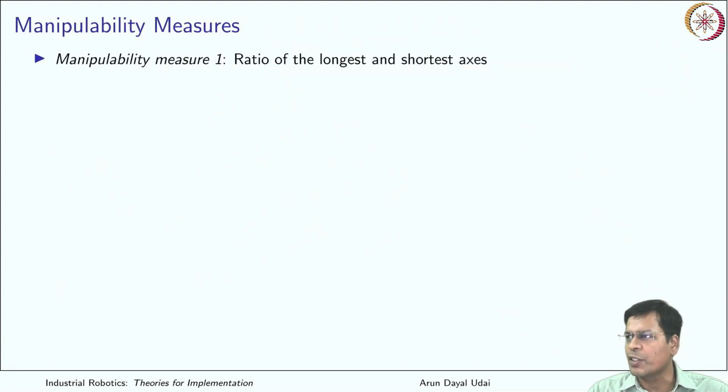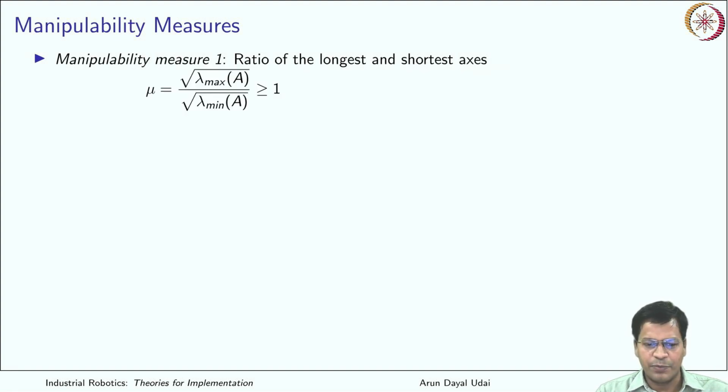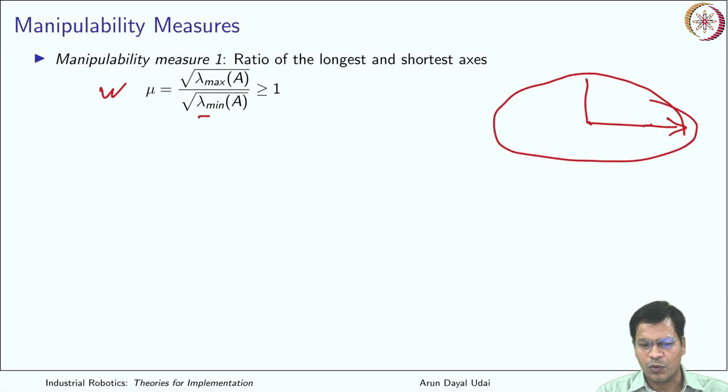So yes, there are many other manipulability measures which can measure the performance of a robot in terms of kinetostatic measures. One of them is manipulability measure 1, that is the ratio of the longest to the shortest axis of that ellipse. It is given by mu, which is lambda max by lambda minimum of A. These are nothing but eigenvalues. The axes of your ellipsoid are given by the square root of lambda, that you remember I have just shown you. So it is a ratio of those two.